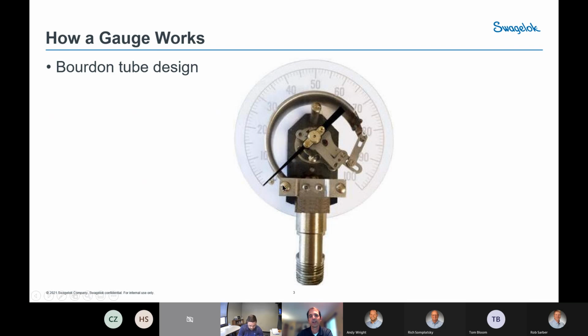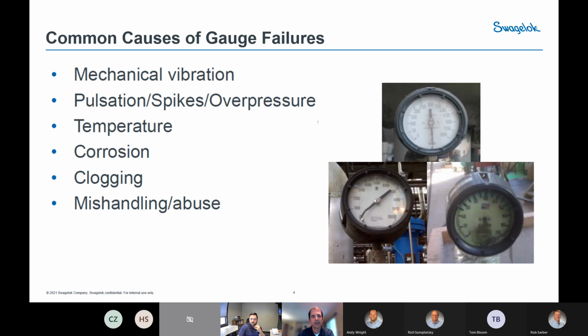Your system pressure is going to enter this Bourdon tube. And being a curved piece of tubing, when you apply pressure to it, the curved piece of tubing wants to straighten out. So as the pressure changes, the shape of this tubing is going to change, and that moves a link here, which is connected to a pinion gear that's connected to the pointer. As the pressure changes and the Bourdon tube moves, it moves the dial on the gauge and changes your pressure reading. So that's kind of the nuts and bolts of how the gauges work.